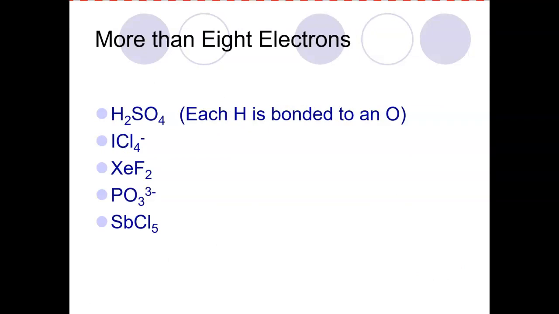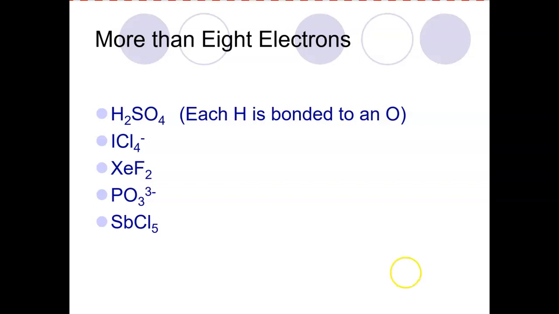And actually H2SO4 is the first one listed. I'm actually going to do that one last. I want to do the other 4 first. I should have thought of that before now. But we're going to do ICl4-, XeF2, PO3 3-, SbCl5. And then I actually have a couple more examples that I'm going to tack on here just as practice that I would have you do as practice during class. But since we're not in class, I'm just going to go ahead and do them.